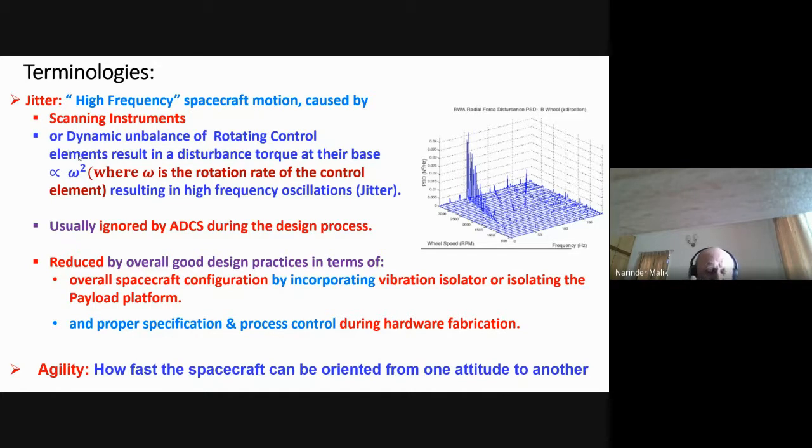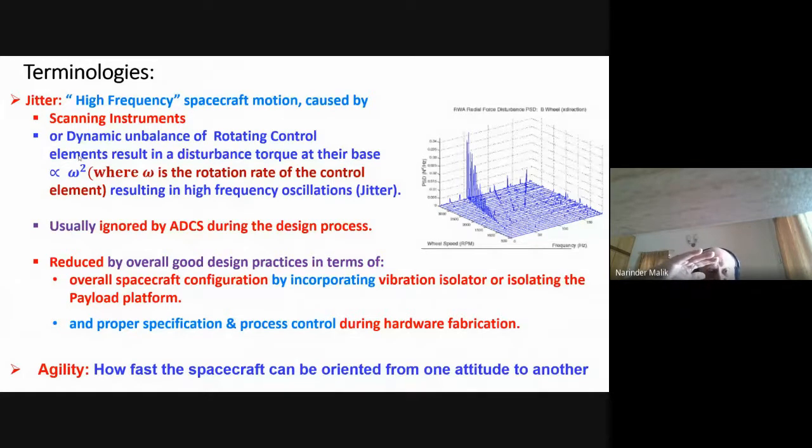Because the control system bandwidth is very low, typically 0.1 hertz, 0.05 hertz, that kind of thing. And the wheel, if it is running at 6,000 RPM, 6,000 revolutions per minute, means 100 rotations per second, that is 100 hertz. So that 100 hertz input will not be getting into the control system loop, but the spacecraft environment will be getting affected.